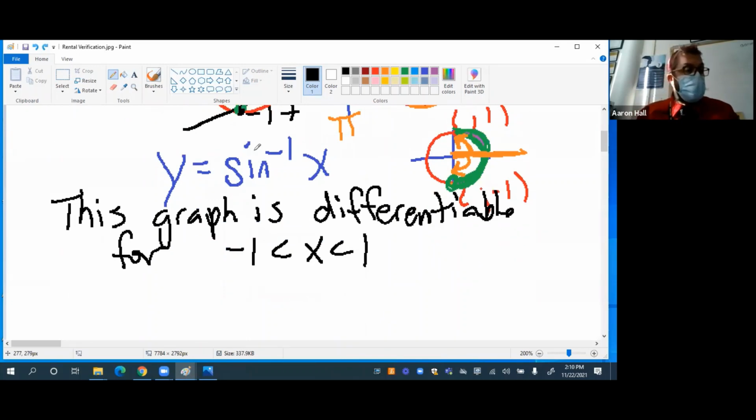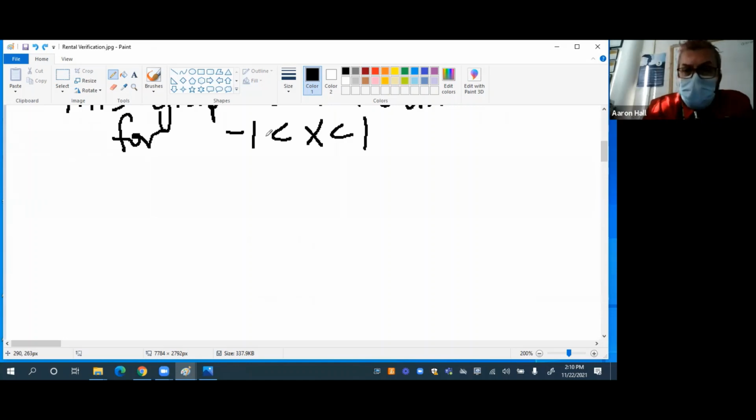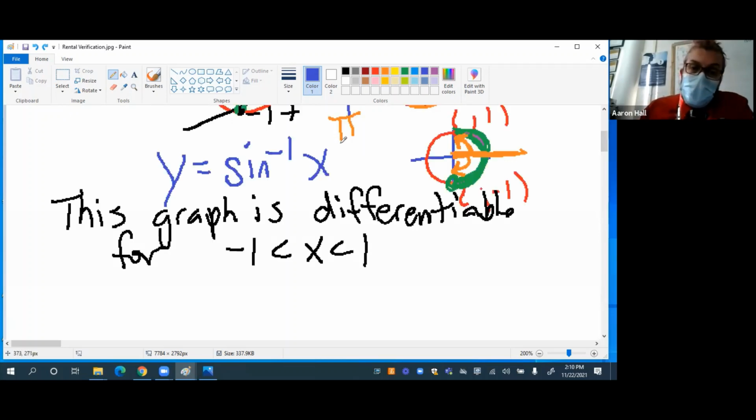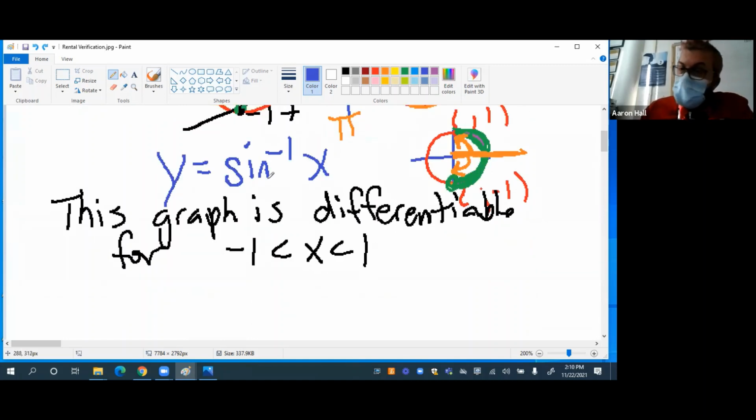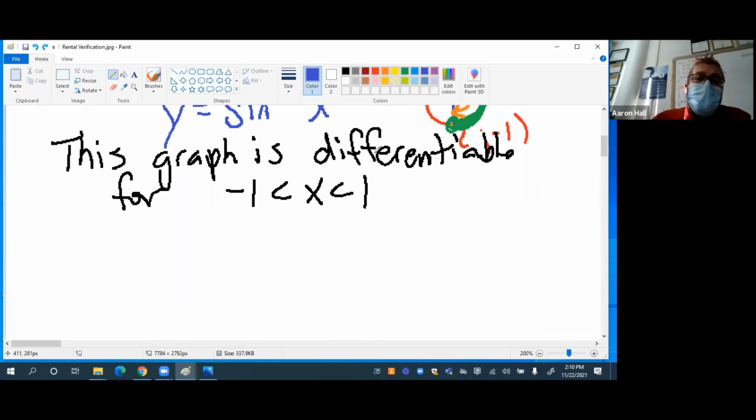Right. Okay, so I want to talk about, whether you like it or not, the proof for the derivative. We are going to be adding 6 more cards to our flashcards today. We already know the derivative of sine of x. What is the derivative of sine of x? It's cosine of x. So now we have to figure out what the derivative of the inverse of sine of x is.